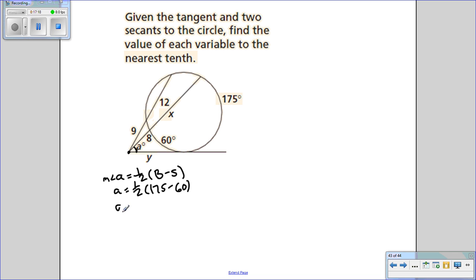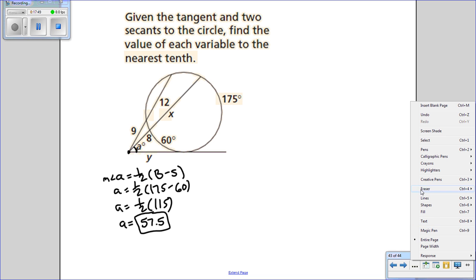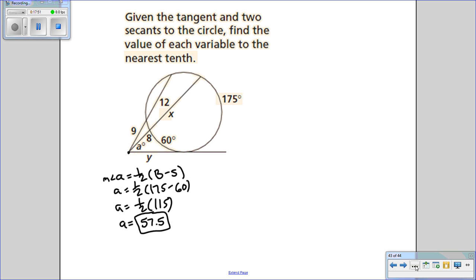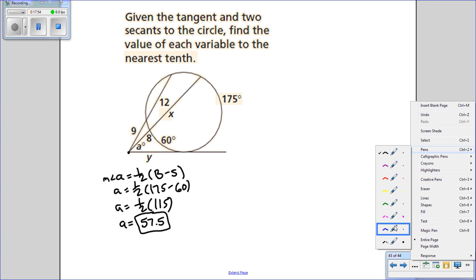So this one looks like it's pretty easy. We'll go 1/2, 175 minus 60, which is 115. And now take half of 115, and we'll have our angle A, which is 57.5. So that part reviewed the angle created by intersecting lines. In this case, it was outside the circle. Okay, so that's that part. Erase that. All right, let's go to the next one here.